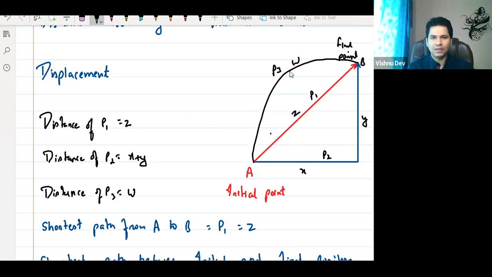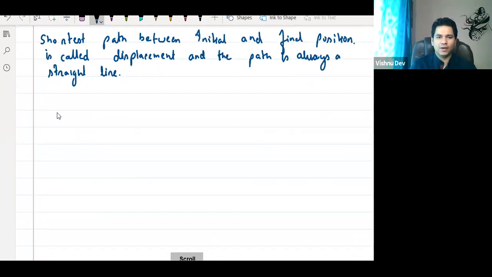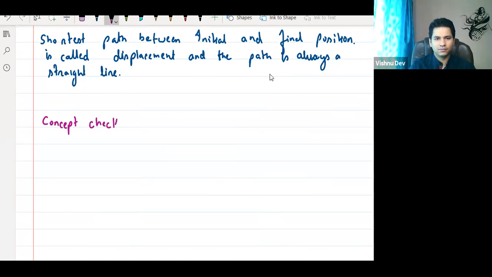Yes, P3 and P2 both are not displacement, right? P3 and P2 both are not displacement. Okay? So let us see one concept check, right? Everyone, let us see one concept check.